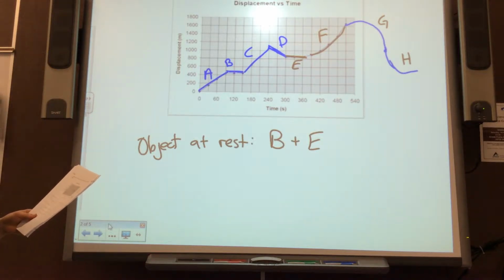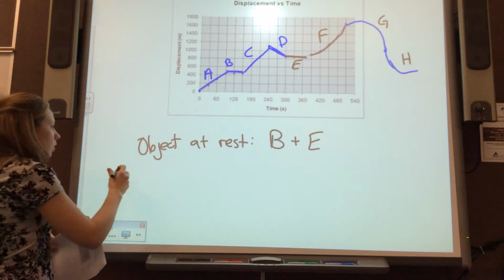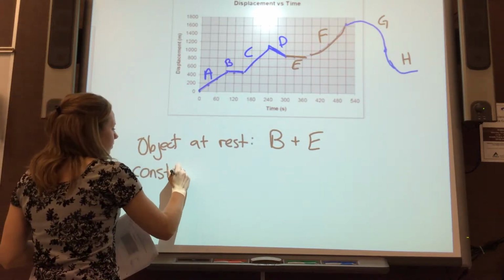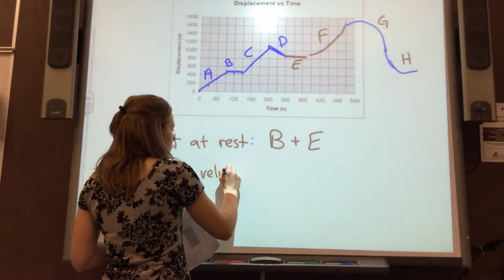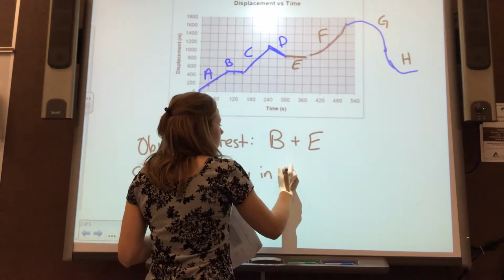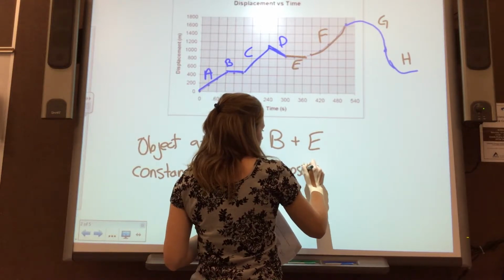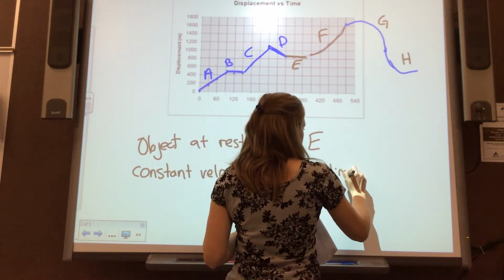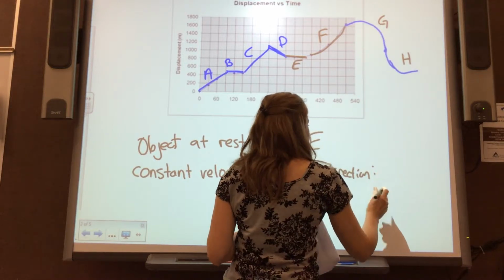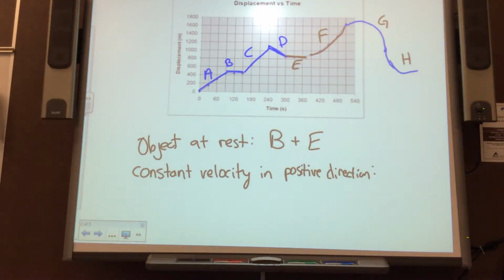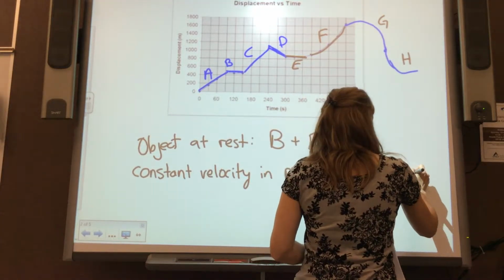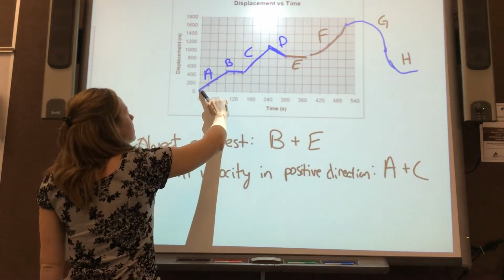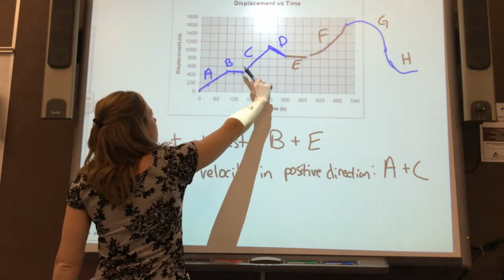Now, let's say constant velocity in positive direction. So like in our forward motion. So where am I having constant velocity in a forward direction? A and C. So my velocity is staying the same. It's constant here and here.